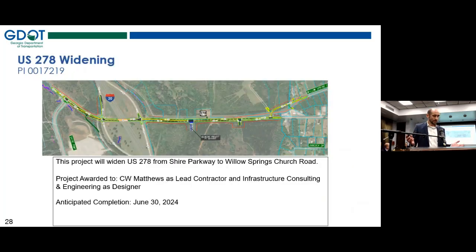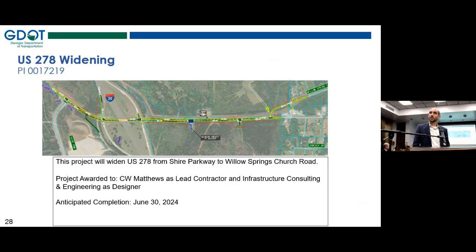So specifically on the US 278 widening, what we are doing here is widening 278 from Shire Parkway to Willow Springs Church Road. It's a little over a mile widening for this project. It utilizes the existing bridge, but allows for 4 lanes to cross I-20. This essentially covers the entire west side of the mega site and will provide access for the new frontage road. There'll be an intersection of the new frontage road as that is built.